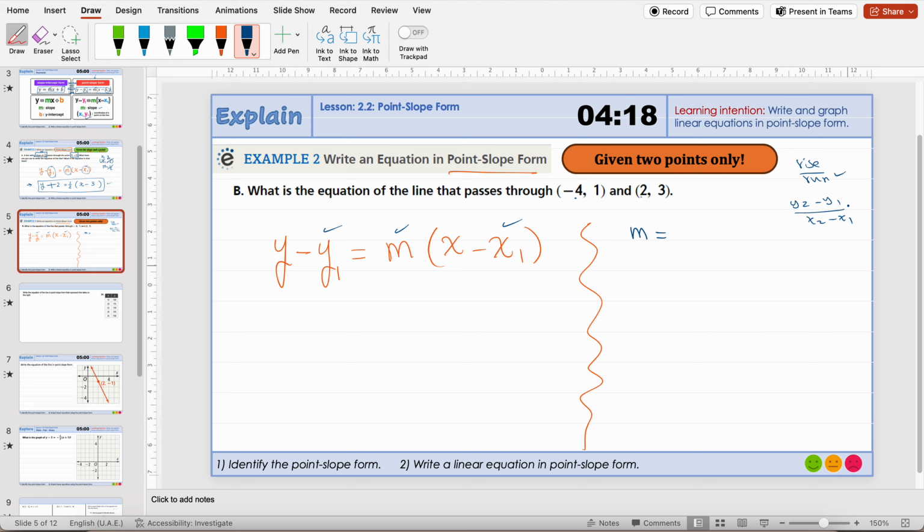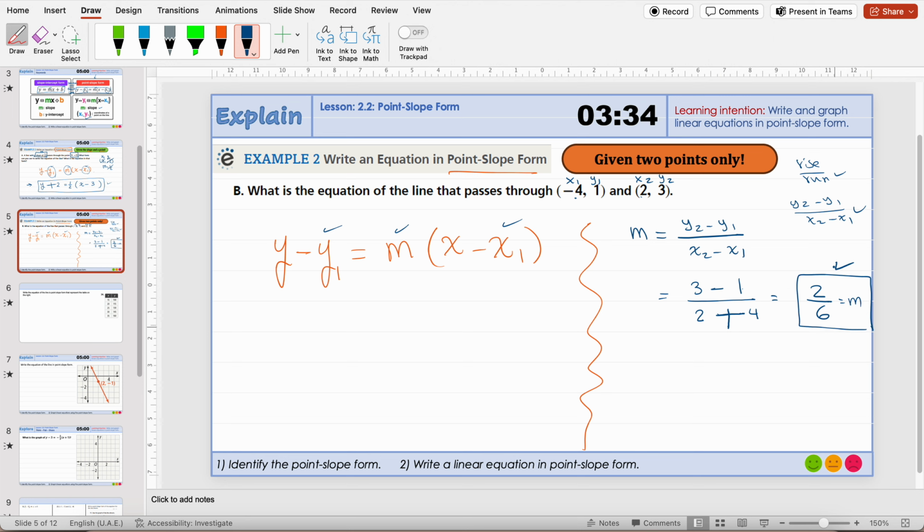Rise over run if I have a graph. This one if I have 2 points. I have 2 points, then I'm going to use it: y2 minus y1 over x2 minus x1. Name your points. This is x1, y1, this is x2, y2. Yalla, start working. y2 minus y1, then 3 minus 1, x2 minus x1, 2 minus negative 4. Negative with negative is positive. So 3 minus 1, it's 2, over 2 plus 4, it's 6. This is my m.